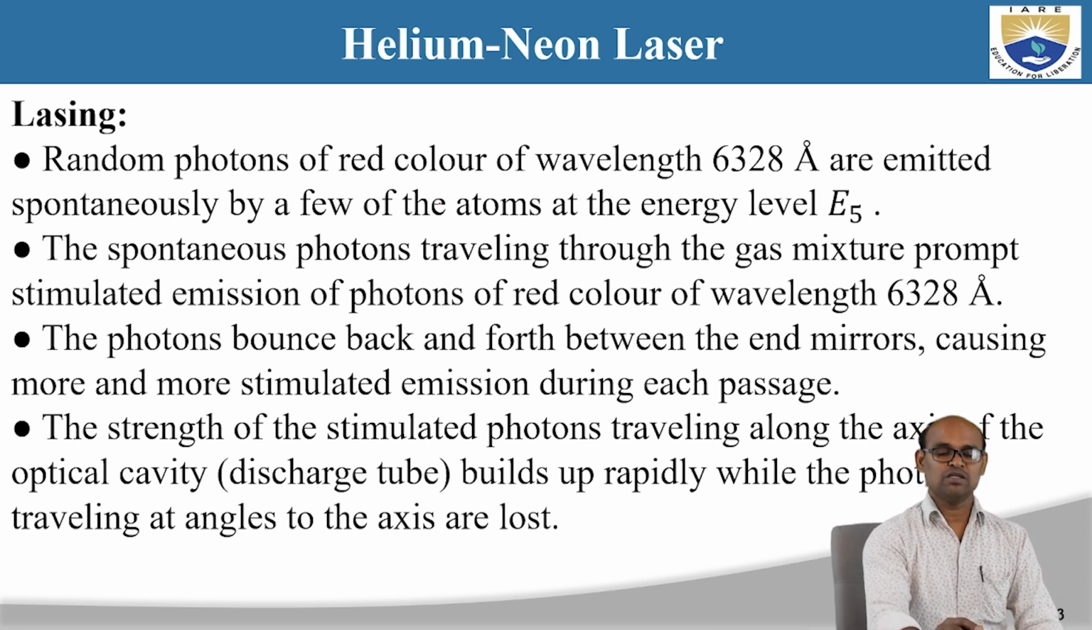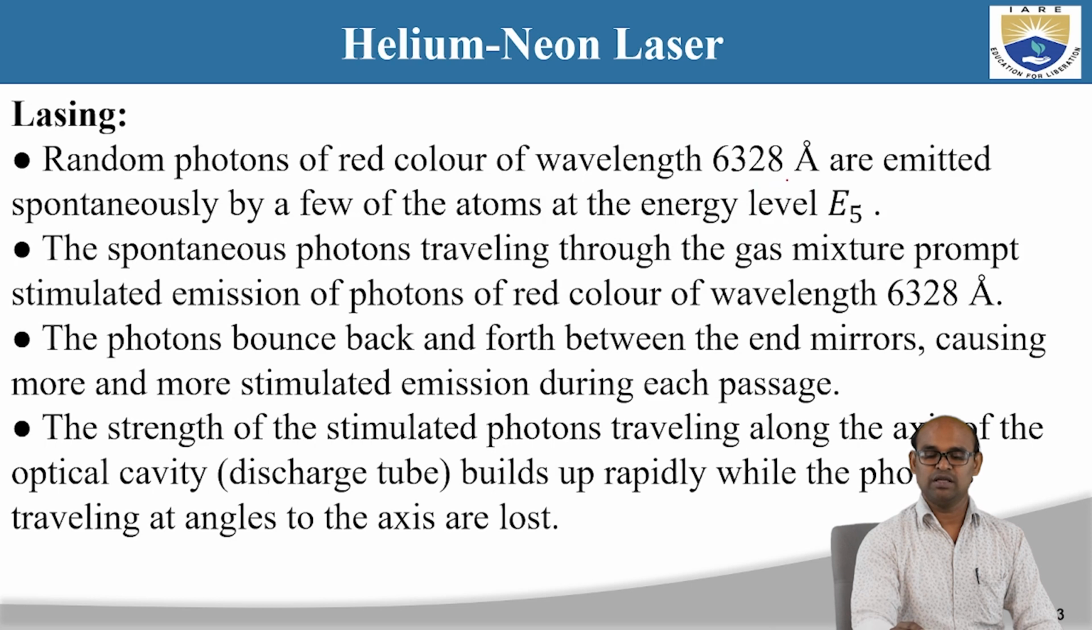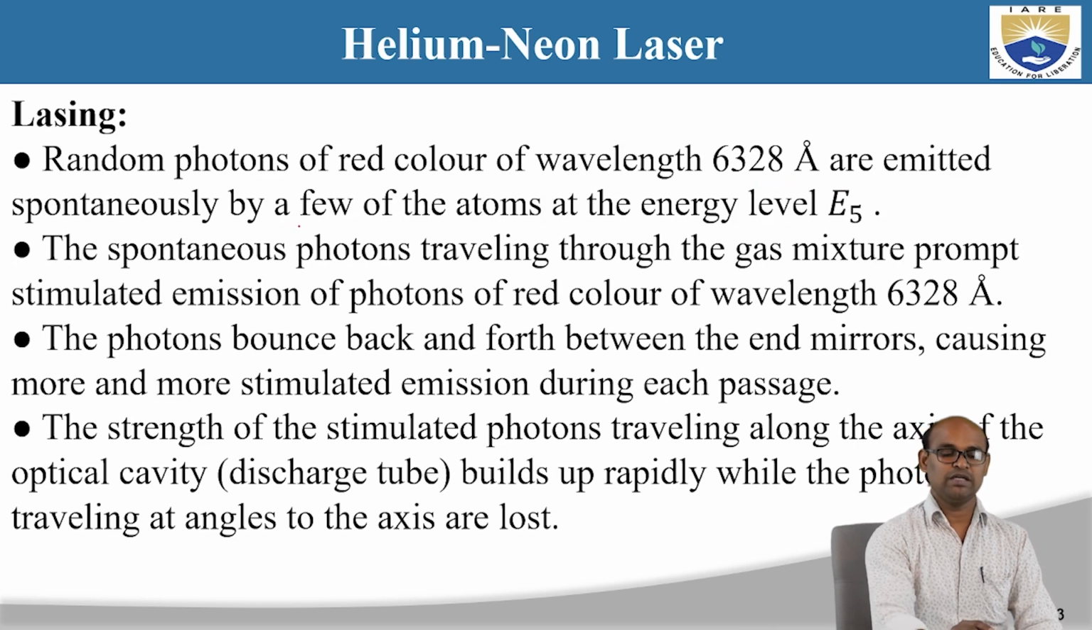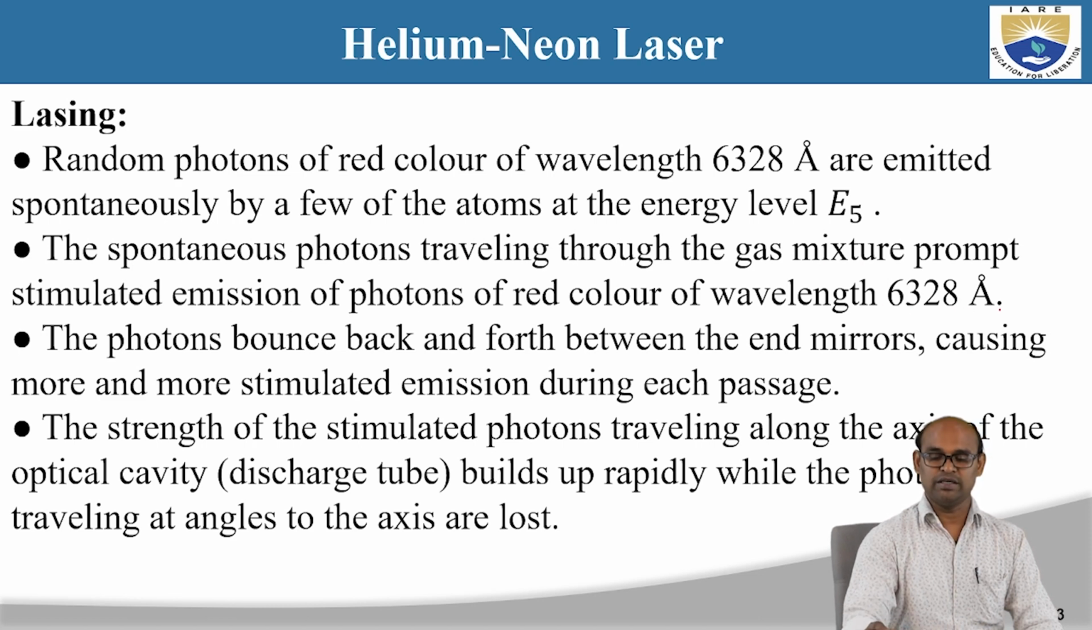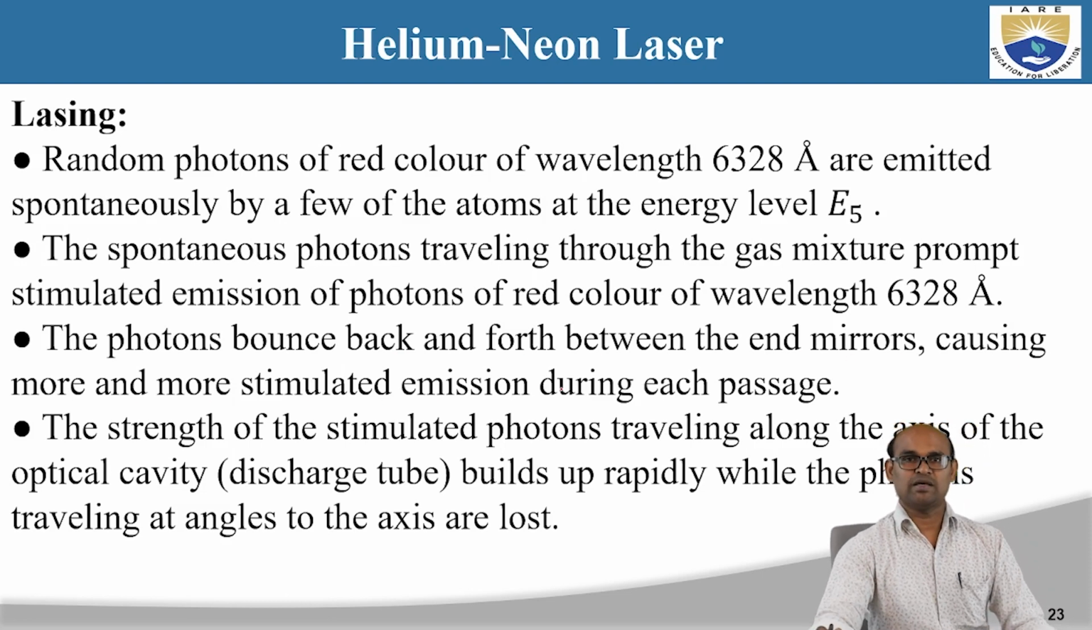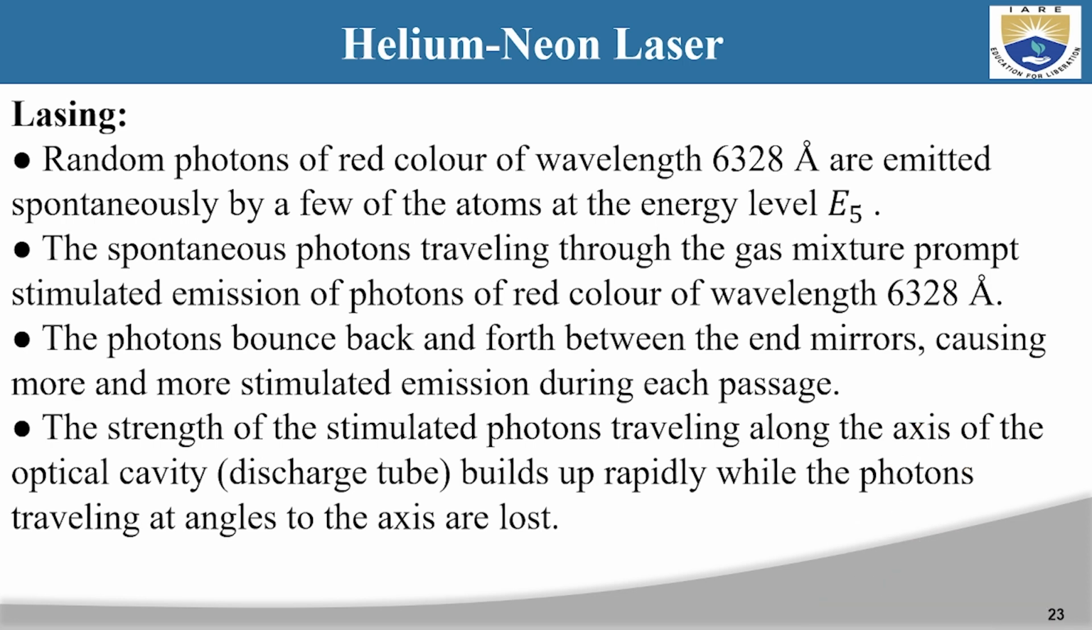So, random photons of red color of wavelength 6328 angstroms are emitted spontaneously by a few atoms at the energy level E5. The spontaneous photons traveling through the gas mixture prompt stimulated emission of photons of red color, wavelength around 6328 angstroms. The photons bounce back and forth between the end emitters, causing more and more stimulated emission during each passage. The strength of stimulated photons traveling along the axis of the optical cavity builds up rapidly, while the photons traveling at angles to the axis are lost.